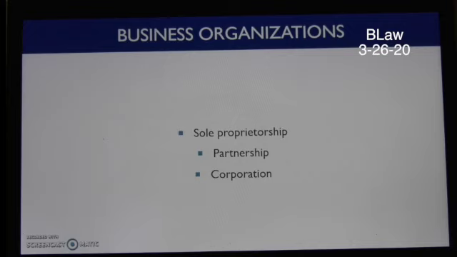Here, no. Corporate existence will not depend in any way on its shareholders, and as a result, the death, withdrawal, or bankruptcy of any shareholder will not terminate the corporation.